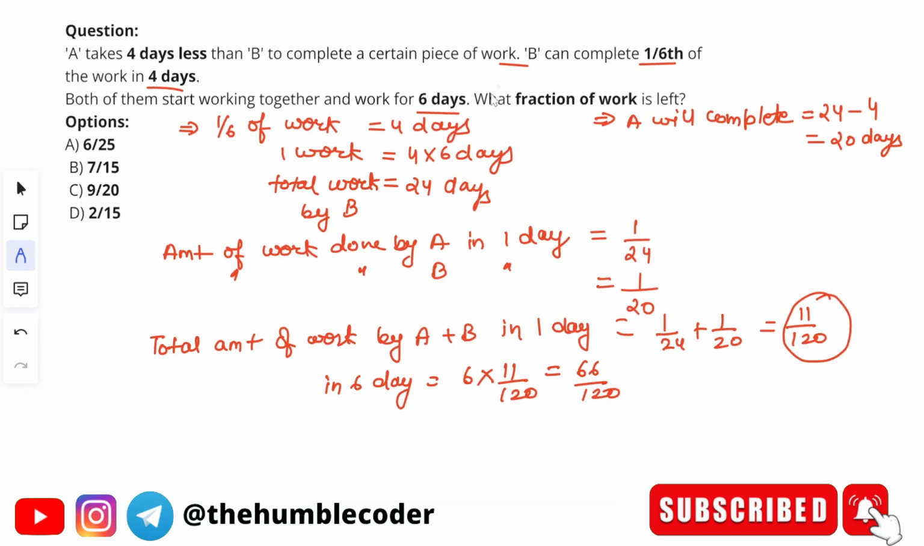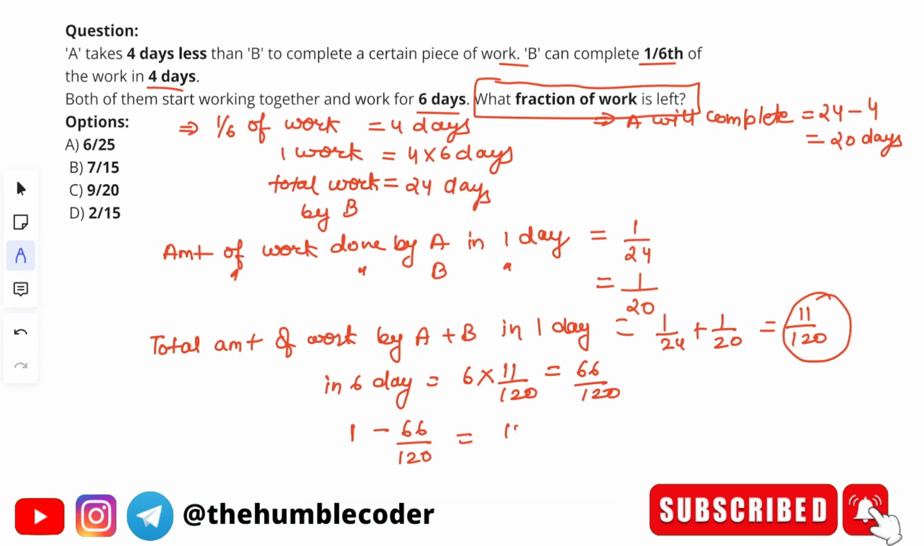Now what was asked of us is what fraction of work is left after they both work for 6 days. There will be some work left after the total work. So how can we find that? We have to consider the total work as 1 minus the work that they have done in 6 days, which is 66 by 120. Now when you solve it, you will get the final answer that is asked.